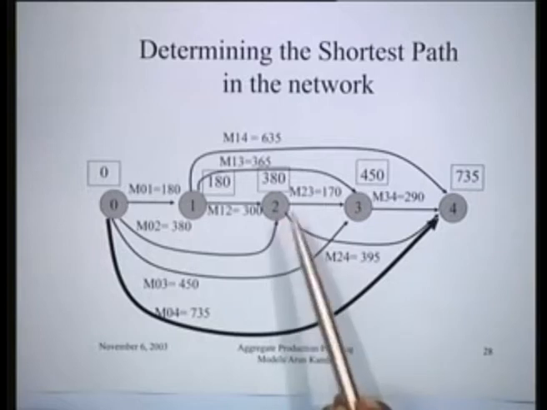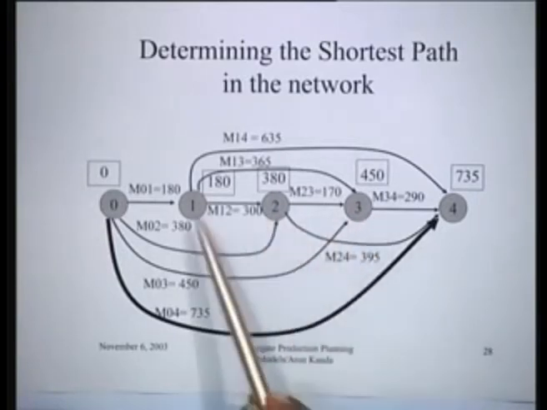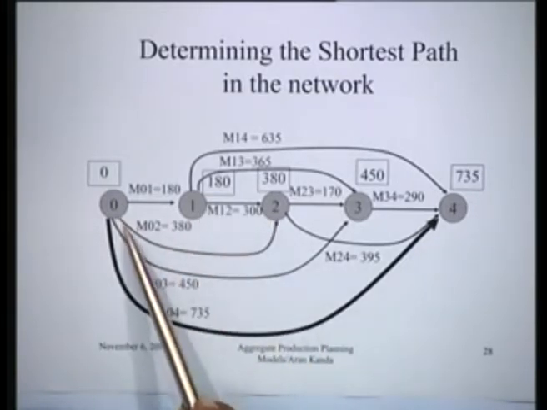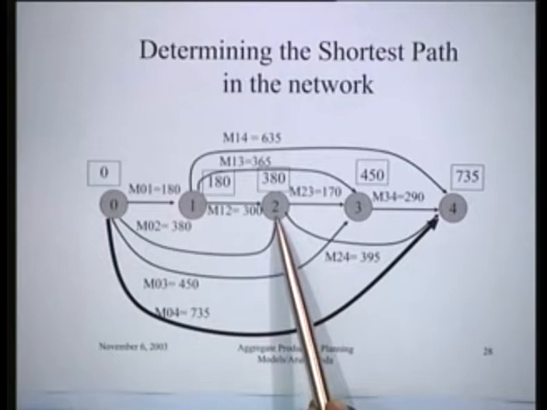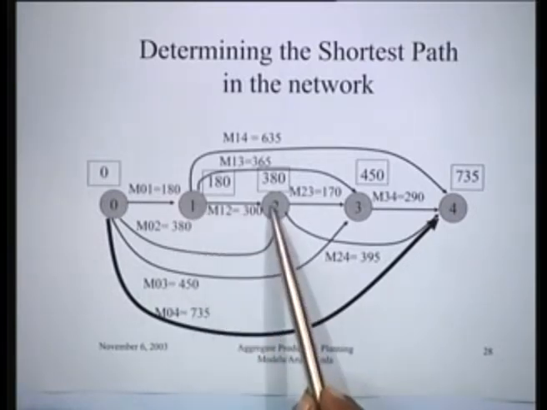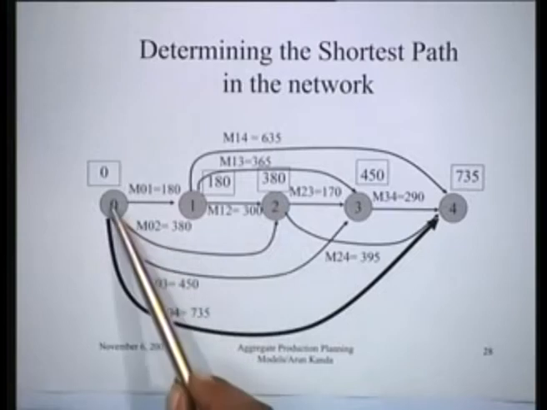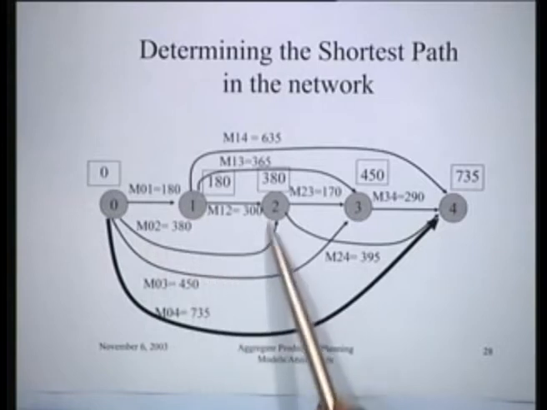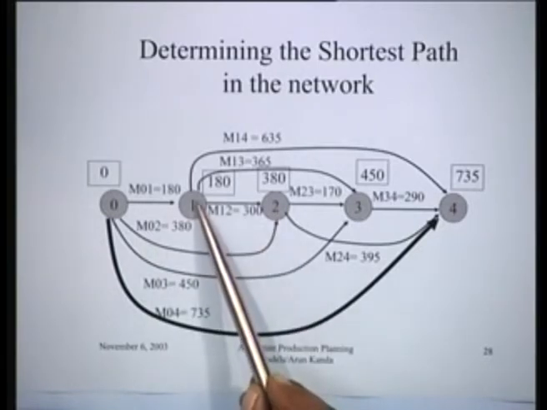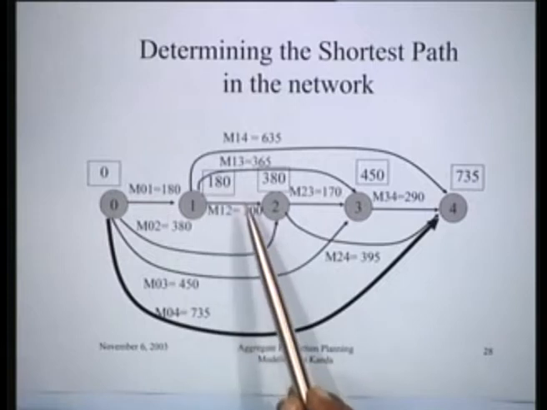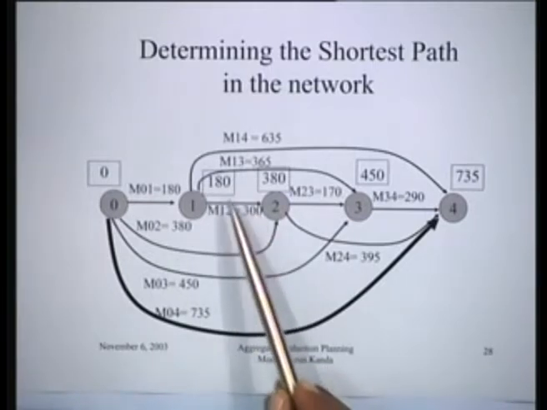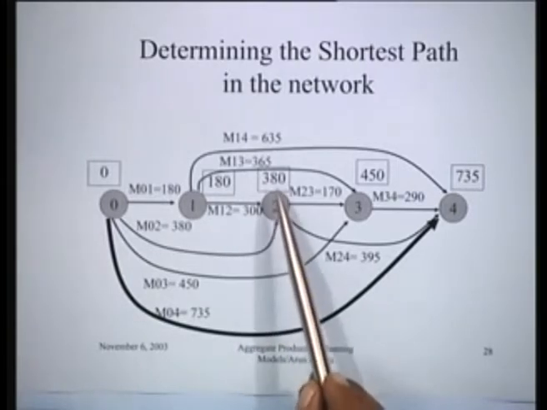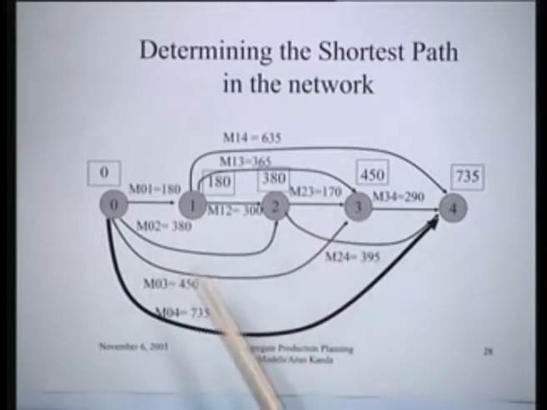At node 2, there will always be 2 values. The number of values that you will have is the number of the node always. So from node 2, you have an arc like this, which is M02, and then you have this particular arc here. So what does it mean? If you come from 0 directly, it will be 0 plus 380. So this length will be 380. On the other hand, if you come from node 1, this value will be 180 plus 300, which is 480. Obviously the smaller of the two, or the minimum, is 380. So we will put 380 here and go to the next node.